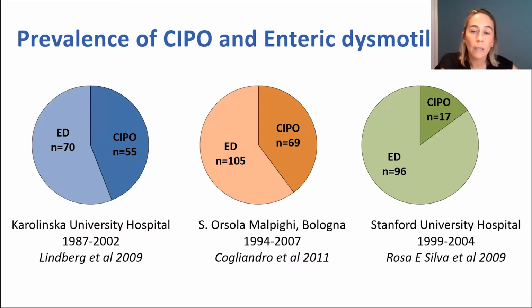Enteric dysmotility, in fact, is quite prevalent. As you can see in this slide, these are the prevalence of pseudo-obstruction and enteric dysmotility in patients with small bowel dysmotility at 3 important referral centers from all over the world: Sweden, Italy, and the States. And as you can see, enteric dysmotility represented more than half of the cases of small bowel dysmotility detected or diagnosed at these centers during a period of 5 to 10 years.